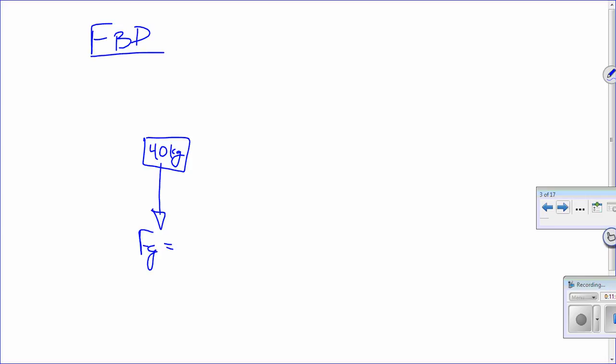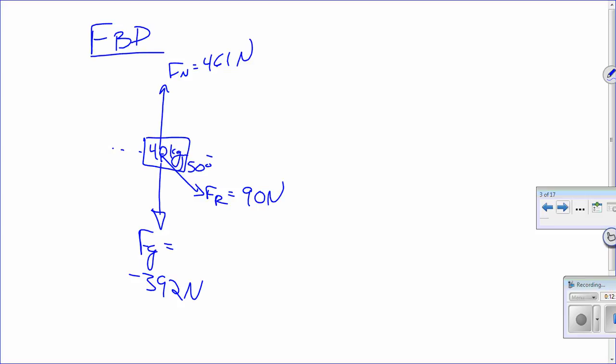So our force of gravity is negative 392 newtons. Our force of Roy is 90 newtons. Since it's at an angle, we should identify the angle, so 50 degrees. And then you've got a normal force of 461 newtons. There's your free body diagram. Yes?